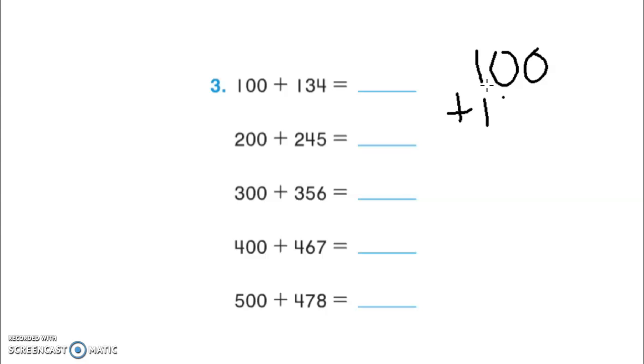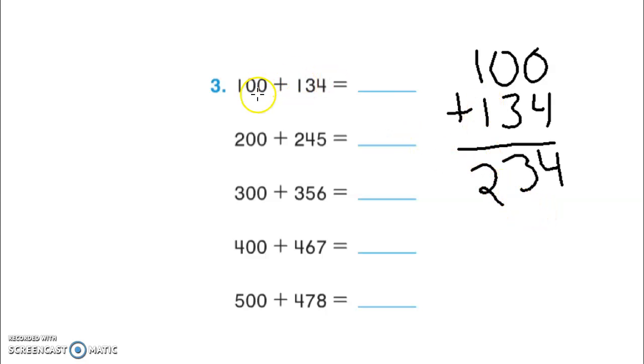100 plus 134. Now if I start again with my ones on the right, 0 plus 4 equals 4, that's easy. 0 plus 3 equals, again, 3, that's super easy. So then 1 plus 1 makes 2. Well, that's all the work I had to do. I didn't have to try and do anything else, which means I only had to add my hundreds. So if I go over here and look, I have 100 plus 134, just made 2 hundreds, and then the 34 that was left.